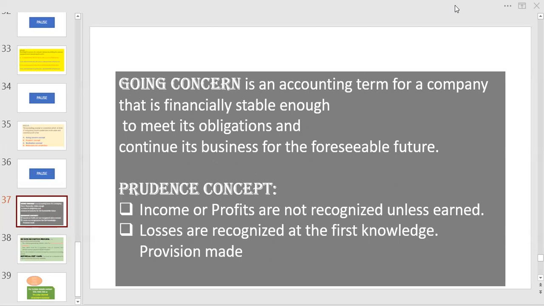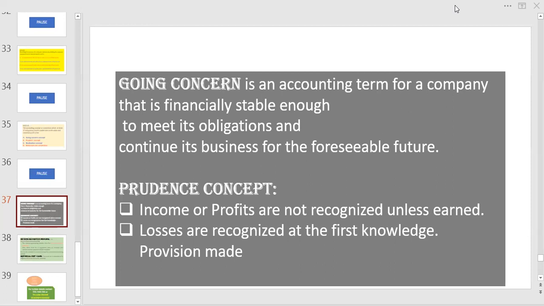That is going concern. Prudence concept is, we take the profits only after it is realized, after it is really earned. We are not talking about received, after earned. But if you foresee an expenditure or a loss, then we will immediately take that into account. We will not wait till that really occurs. So if you take the profit in advance, then if it doesn't realize, you will have to go back.